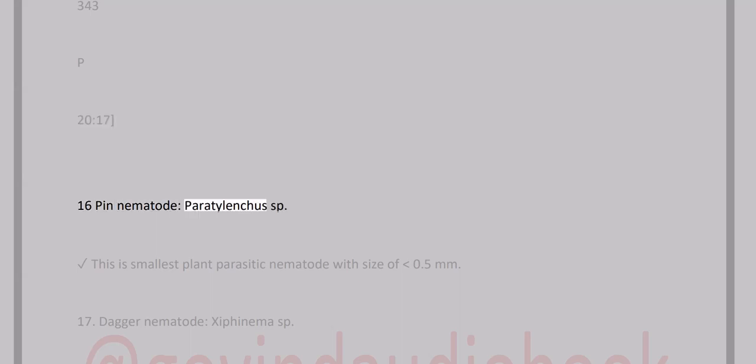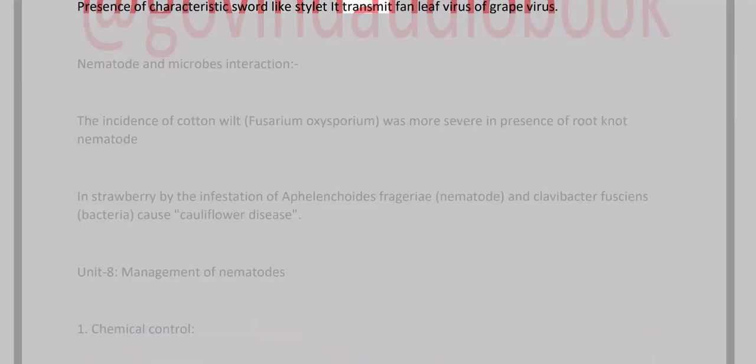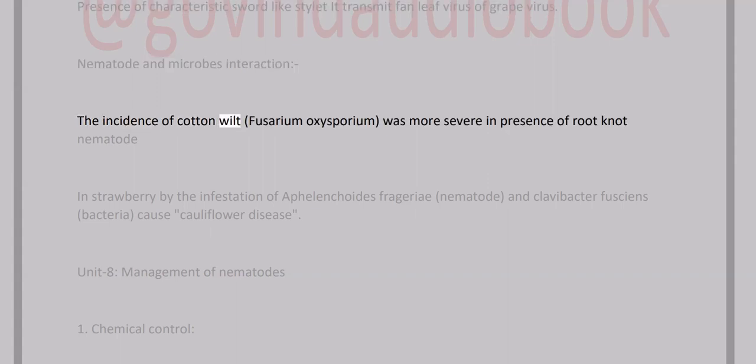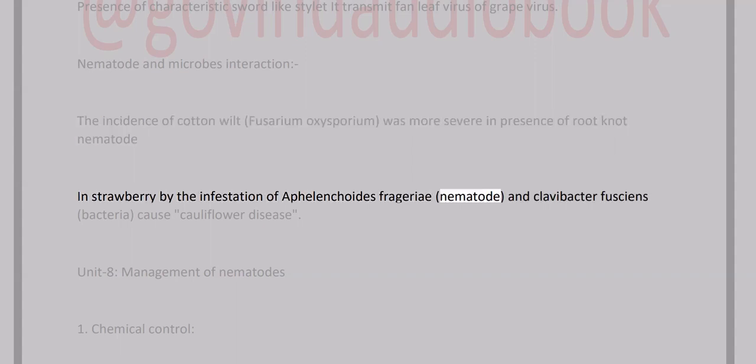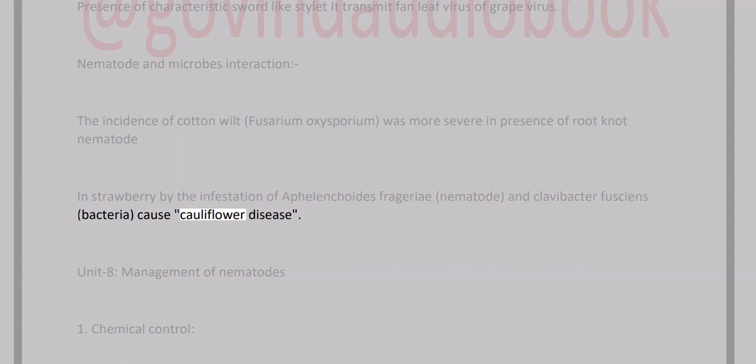16. Pin nematode, Paratylenchus sp. This is the smallest plant parasitic nematode, with a size of less than 0.5 mm. 17. Dagger nematode, Xiphinema sp., has a characteristic sword-like stylet. It transmits fan leaf virus of grape. Nematode and microbe interaction: the incidence of cotton wilt, Fusarium oxysporum, was more severe in the presence of root knot nematode. In strawberry, infestation by Aphelenchoides fragariae nematode and Clavibacter fascians bacteria cause cauliflower disease.